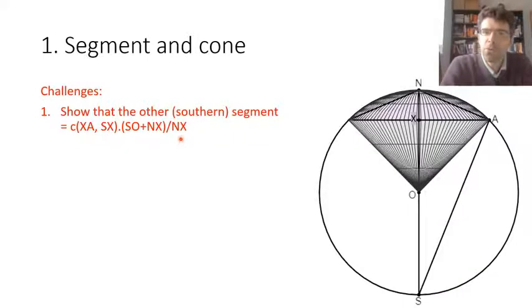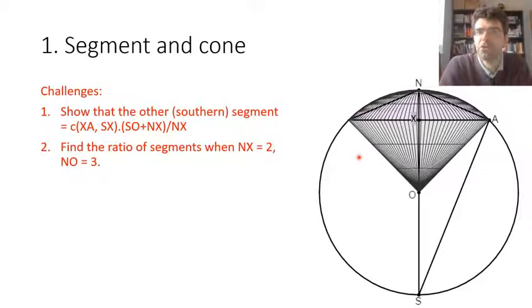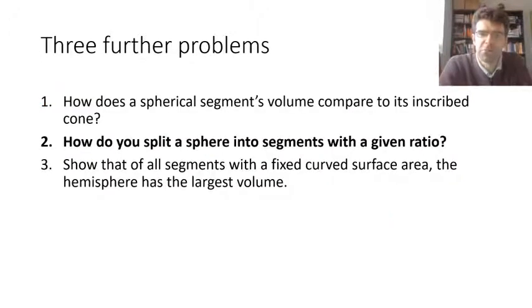Now, this way of comparing the volume of segments to inscribed cones allows us to calculate the ratio of the larger to the smaller segment if we know how far along the diameter we've cut. So you might like to check that you can use the formulas we've discussed to find the ratio of the volumes when we cut the axis a third of the way down, for example, where Nx is 2 and the radius is 3. And hopefully you'll find that the ratio of the segments comes out to a ratio of 7 to 20. But what about the converse problem?